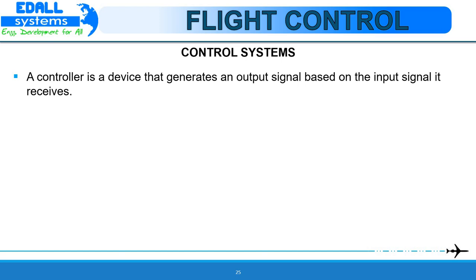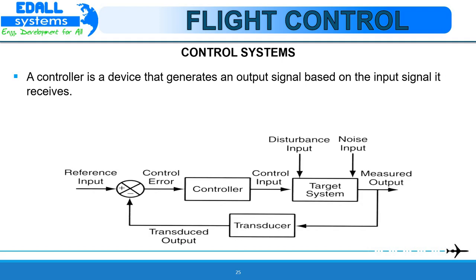Control system. Control means to regulate, to direct or to command. Hence, a control system is an arrangement of different physical elements connected in such a manner so as to regulate, direct and command itself or some other system.